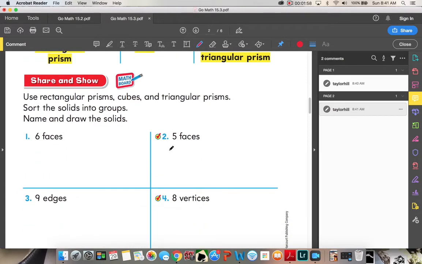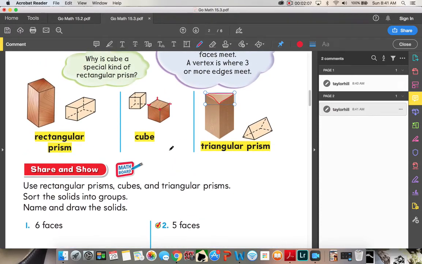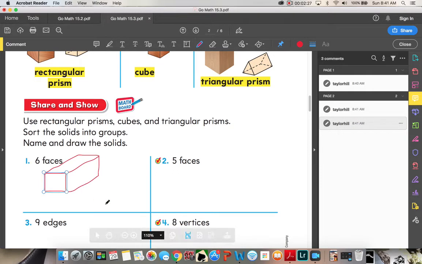Okay, use rectangular prisms, cubes, and triangular prisms. Sort the solids into groups, name and draw the solids. Okay, so we have one that has 6 faces. So let's look. We have 1, 2, 3, 4, 5, 6. So that's going to be a rectangular prism. Now it's going to be a little difficult to draw, but we're going to do it. Boom. There we go. There's our rectangular prism.